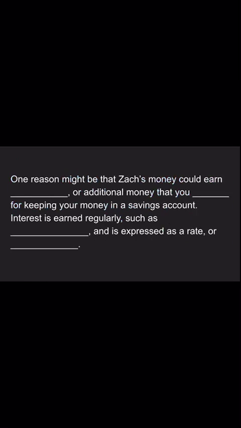Well, one reason might be that Zach's money could earn interest, or additional money that you earn for keeping your money in a savings account. The big thing we're talking about this week is called interest. That's a big formula we're trying to figure out. If you put $5 in your piggy bank and come back 20 years later and open it up, it's still going to be $5.